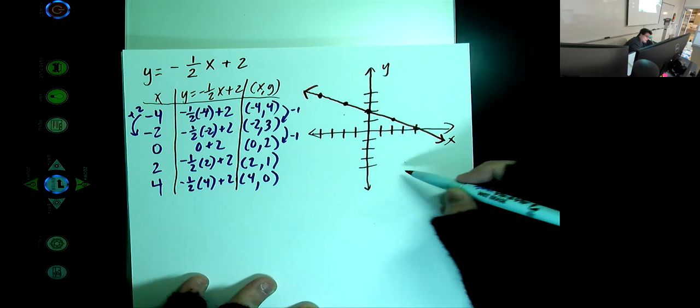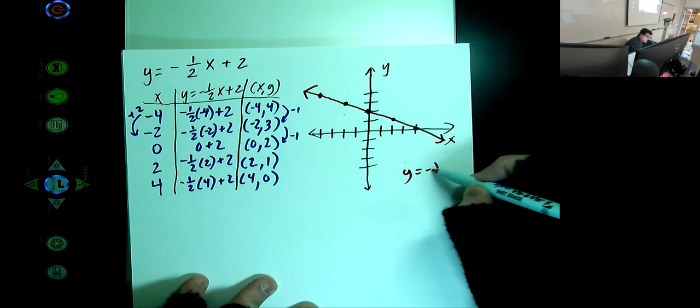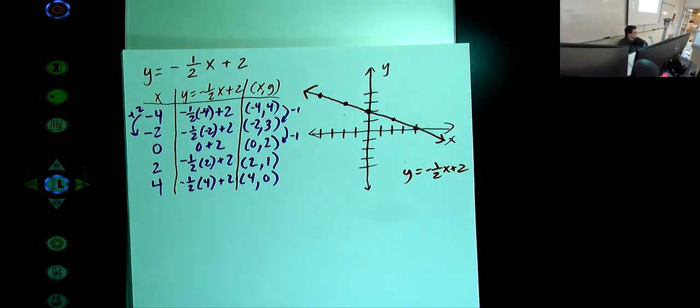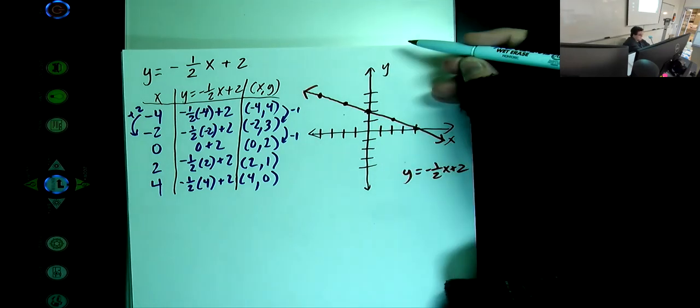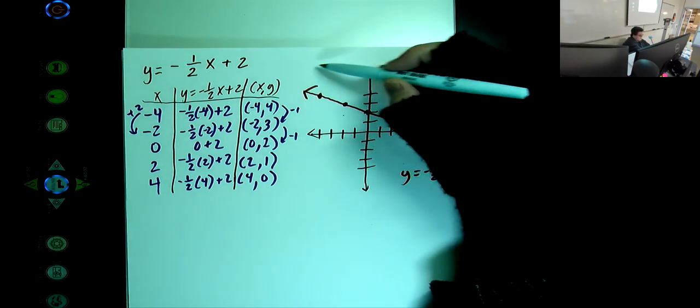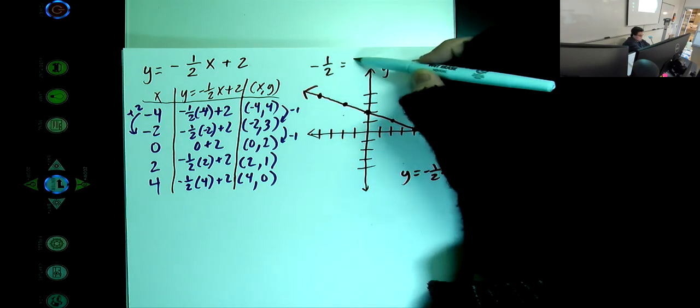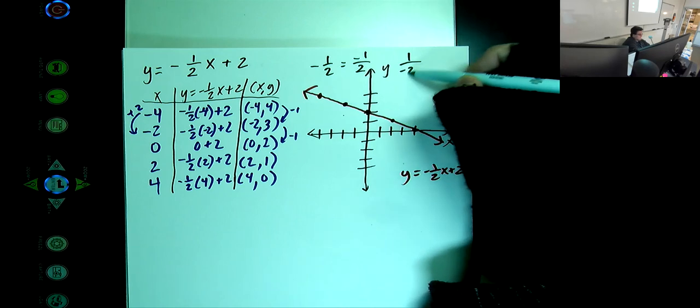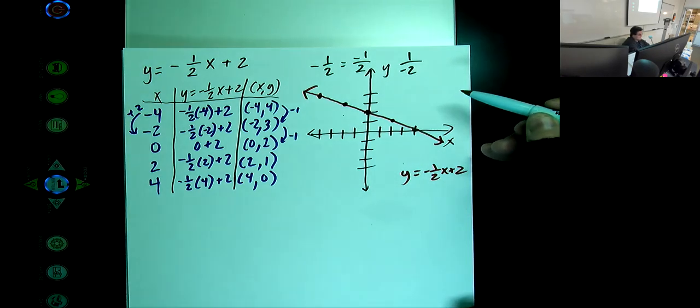So this is the line y equals -1/2 x + 2. We will go over this more today because we're covering slope and this rate of change idea later. That -1/2 I can write two ways. I can put -1 on top and 2 on bottom. Or I could put 1 on top and -2 on bottom.